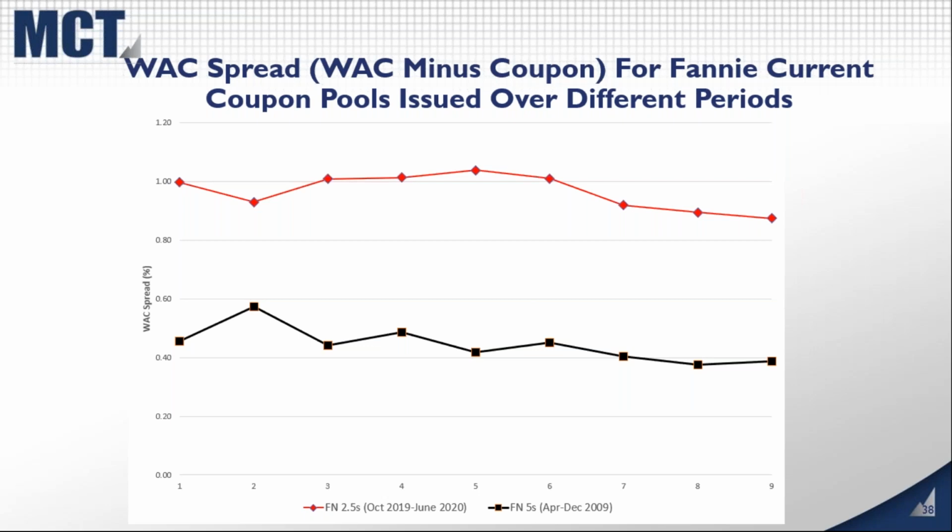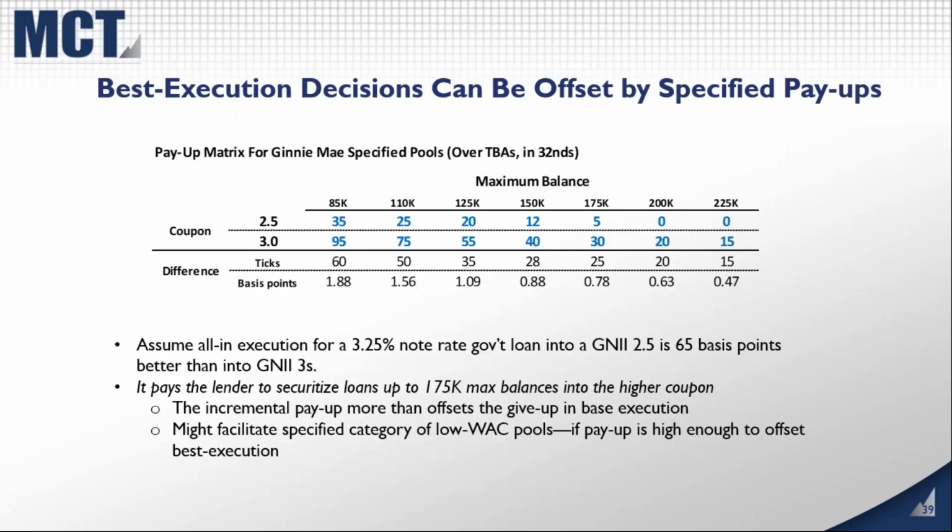So arguably, baseline speeds are much faster than they would have been if the note rates of the loans going into the pools were lower. In turn, there's really an advantage to pooling up rather than pooling down. But one thing that does come into play, and it's best shown in the Ginnie market, is that the best execution decisions can be offset, in the specified market, by the pay-ups.